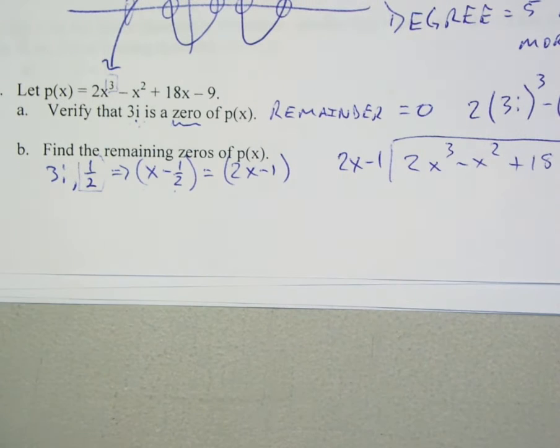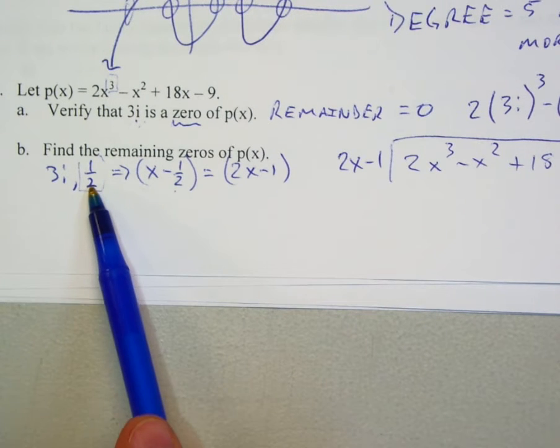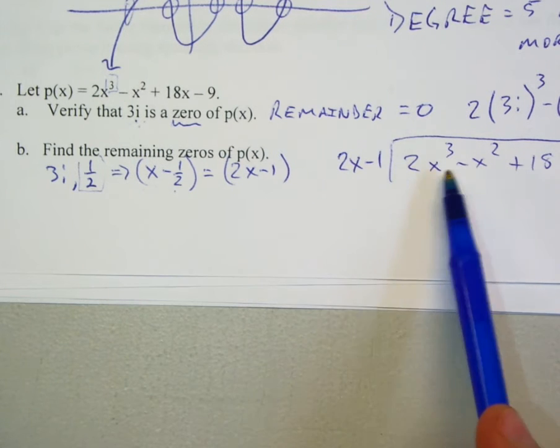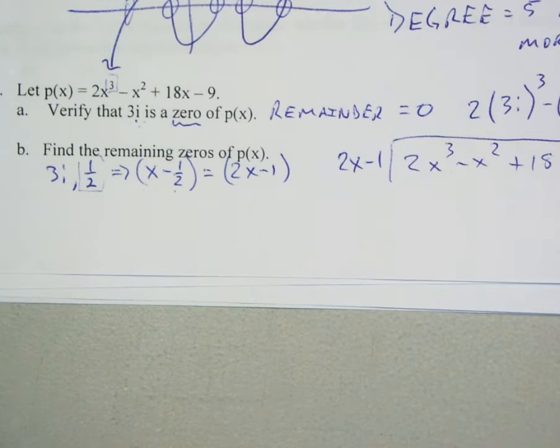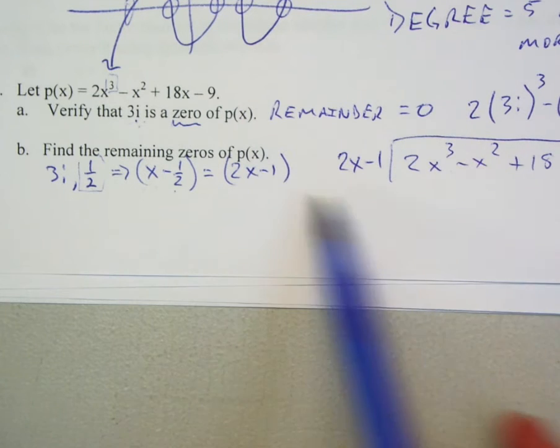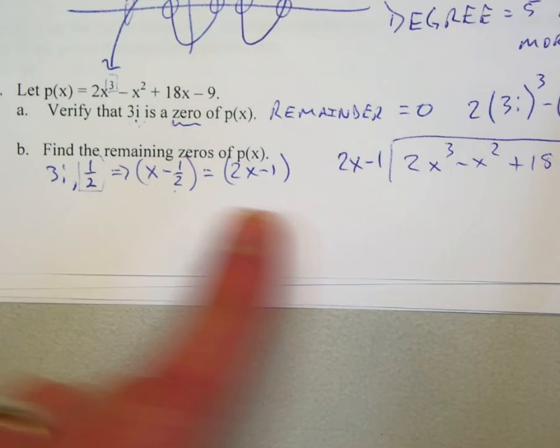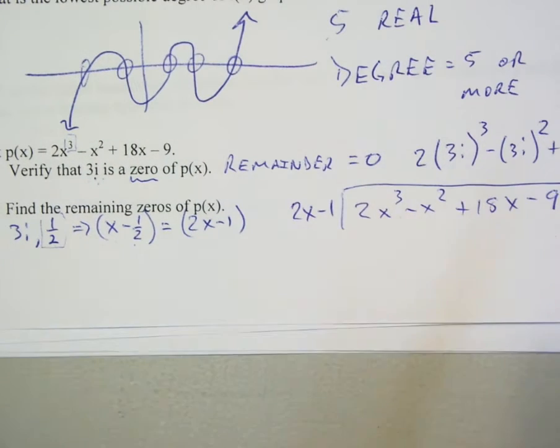So here's the logic. Here's what I know. I know that 1/2 is a 0, so I know this is a factor. If it's a factor, when I do division, I should get a remainder of 0. So right away I know that if I do this division correctly, my remainder should be 0 when I work all this out. So let's try it.